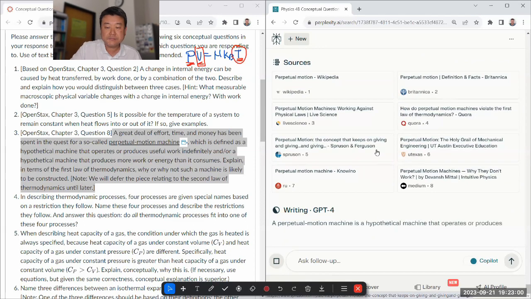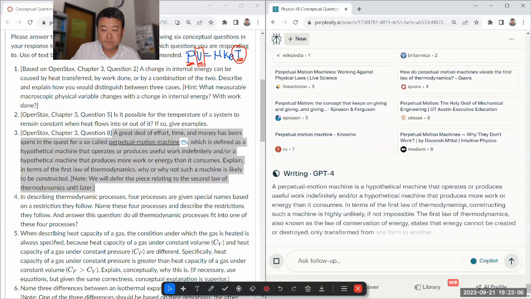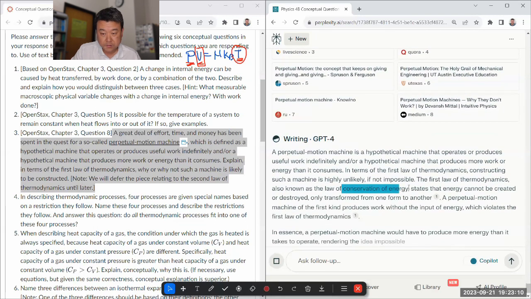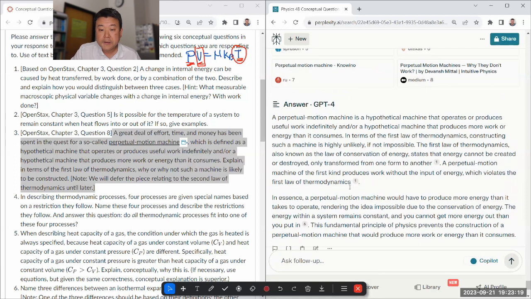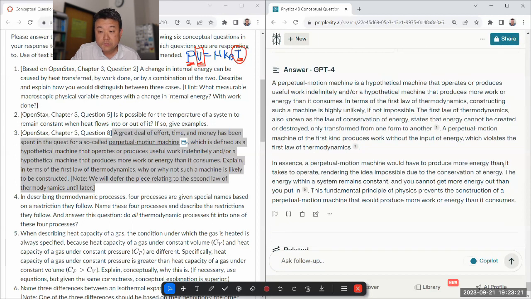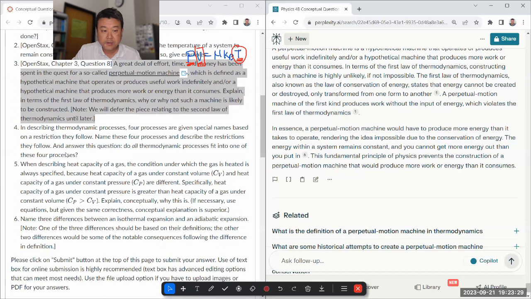Machine that operates or produces work. Highly unlikely, it's the conservation of energy part. Cannot be created with this. Produces work without the input of energy, which violates... Yeah, that's it. Oh, wow, it didn't refer to the second law. Oh, wow, good. Yeah, this is a great answer.